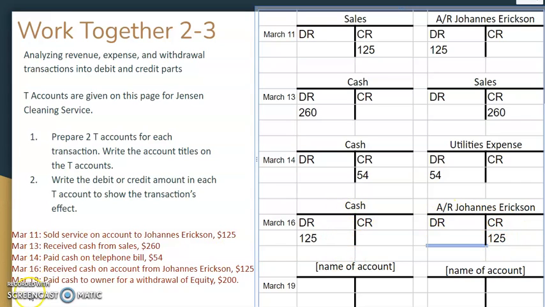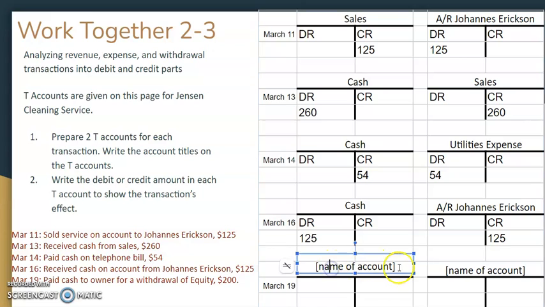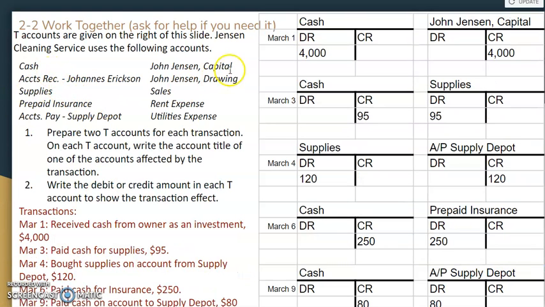All right, last one, March 19th, paid cash to owner for withdrawal of equity, $200. We know we paid cash, so we'll go ahead and write that one in on our first T account. And our other one is going to be our owner, comma, drawing, which our owner's name back on the previous slide is John Gentene, comma, drawing.